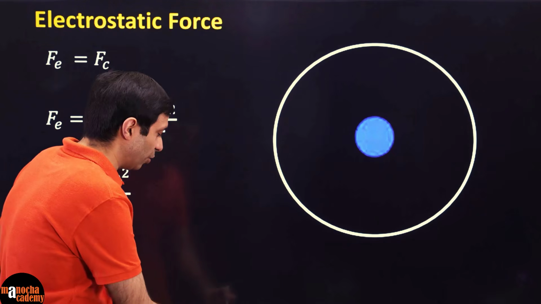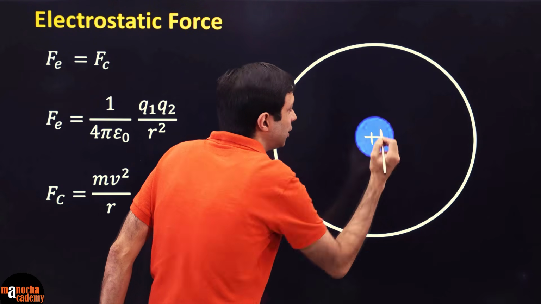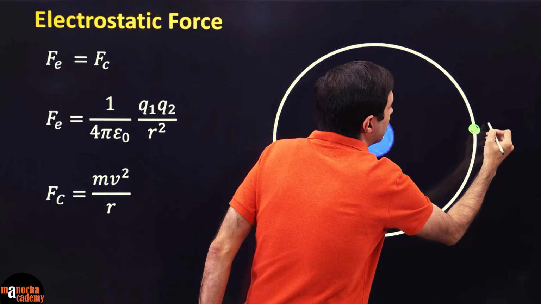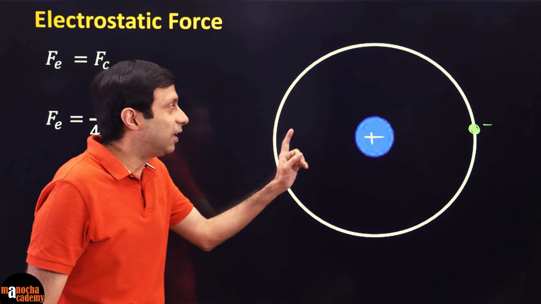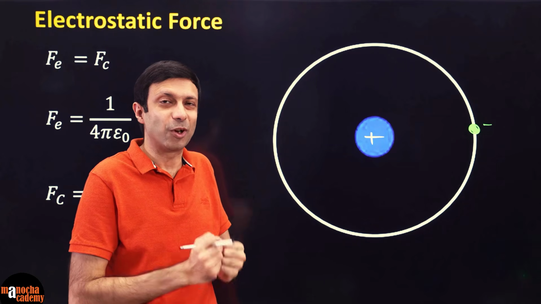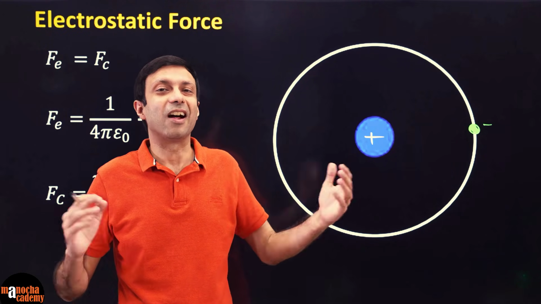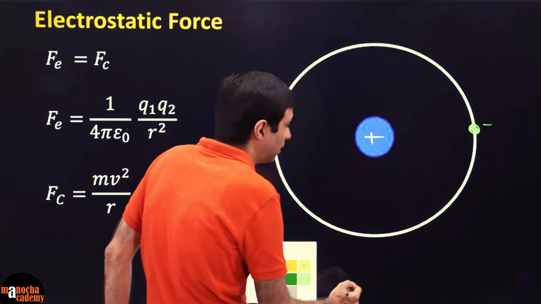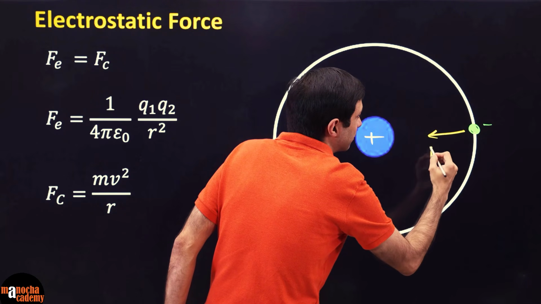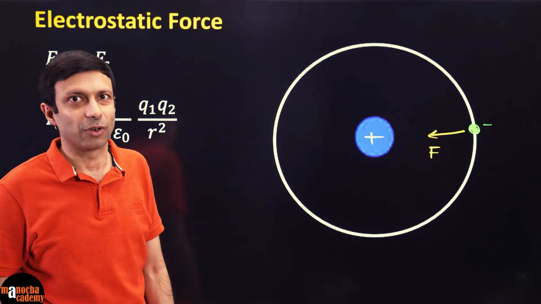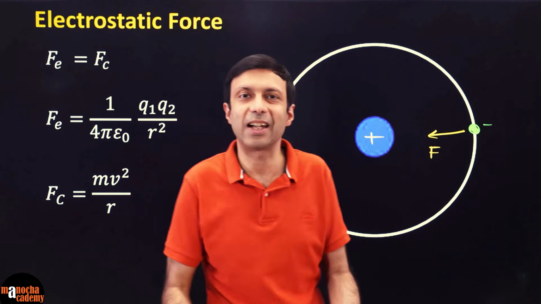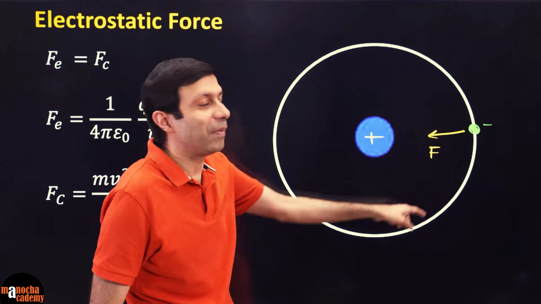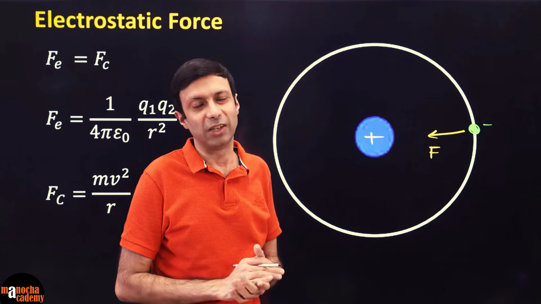Now, who are the charged particles here? In the atom, we know that the nucleus is positively charged. So there's a positively charged nucleus. And then you have the electron, which is negatively charged. So clearly there is a force of attraction between the positive and negative charge, because we know that unlike charges attract each other and like charges repel each other. So there will definitely be a force of attraction between the nucleus and this electron. And this is called the electrostatic force. And it is this electrostatic pull that is continuously making the electron revolve around the nucleus.